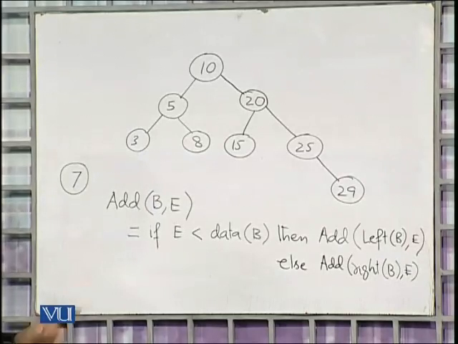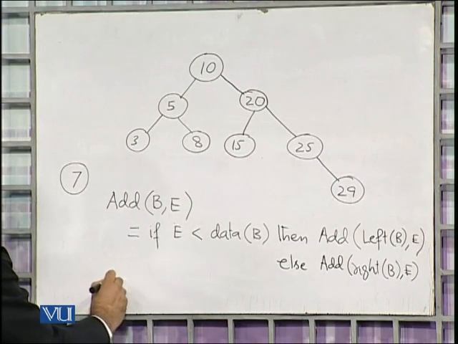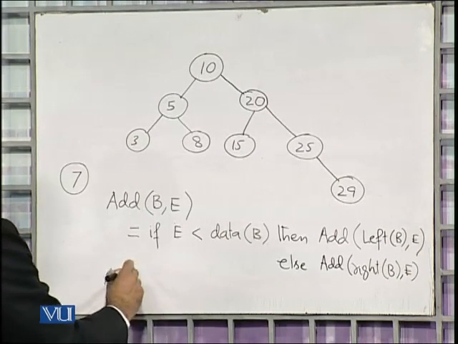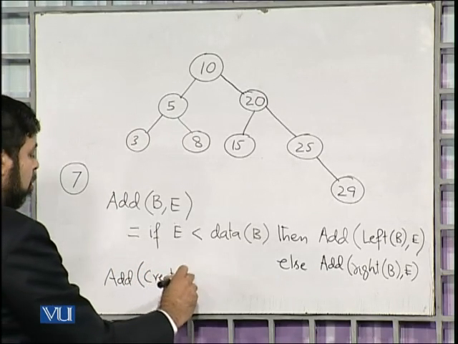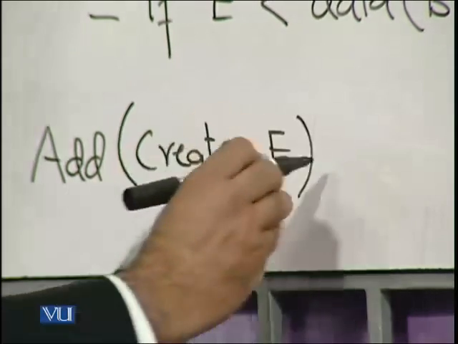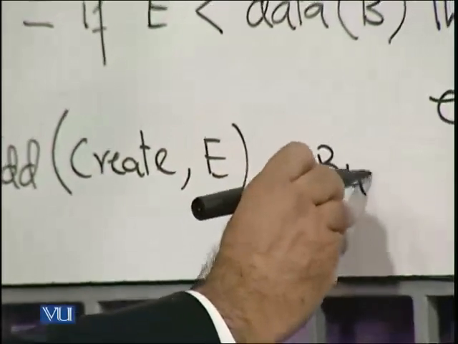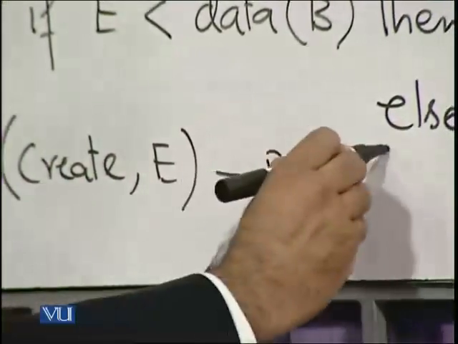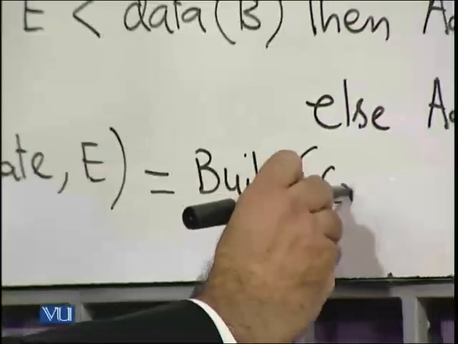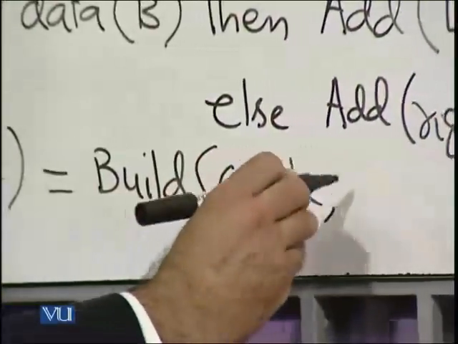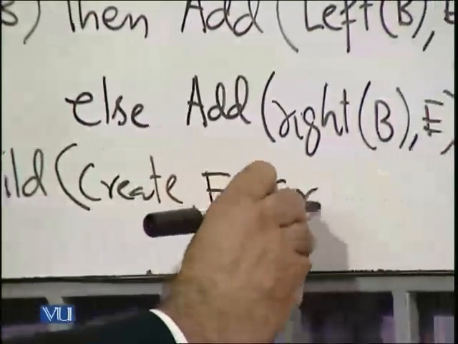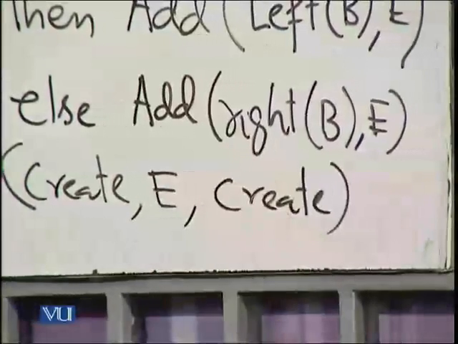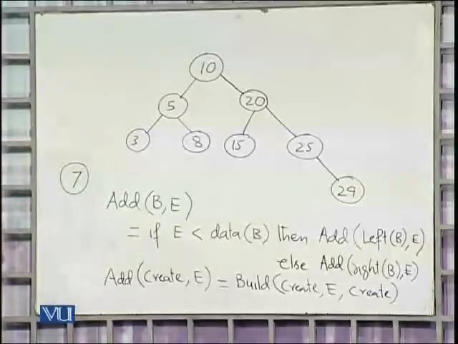And remember that there is also another axiom which says when I add a node in an empty tree, what I need to do is, I say build a tree using the left subtree as an empty tree, the root with this data E, and the right subtree as an empty tree. So these are the two axioms that I'm going to use here.